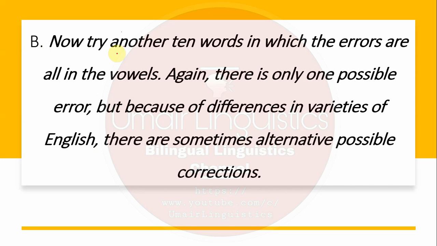Now try another 10 words. So there are 10 more words, but now the errors are all only in the vowels, not in the consonants. And once again, there is only one possible error, but because of differences in varieties of English, there are sometimes alternative possible corrections. We already discussed in the lecture on transcription of vowels that in different varieties of English, vowels differ considerably. So we shall notice that there could be some alternative corrections as well.